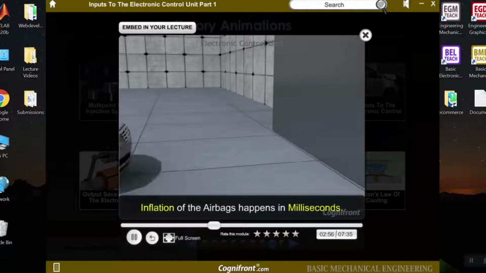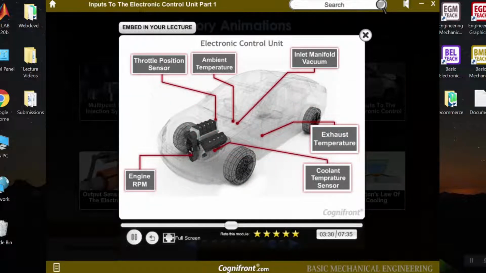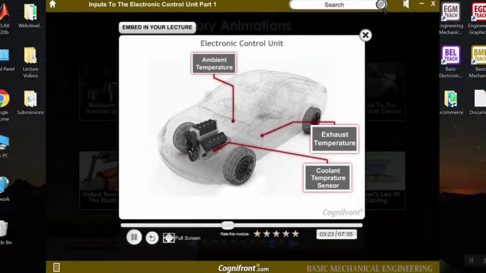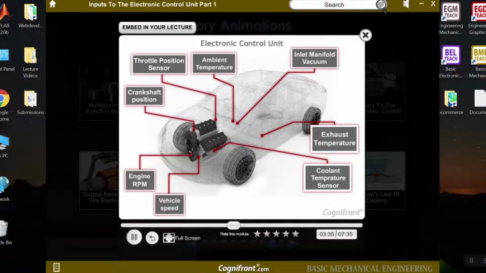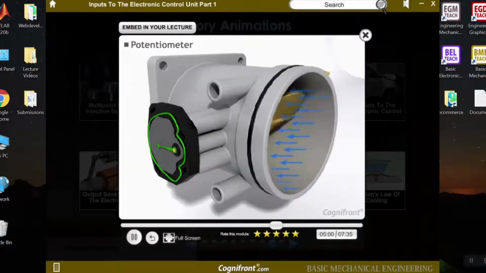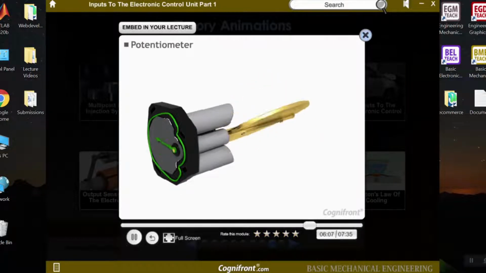Further, there are many other parameters which are monitored by the ECU: vehicle temperature, exhaust temperature, inlet manifold vacuum, throttle position, engine RPM, vehicle speed, crankshaft position, and sensors that follow their principle of working. Potentiometer type of throttle body. Note the valve position changes, position of the wiper also changes.